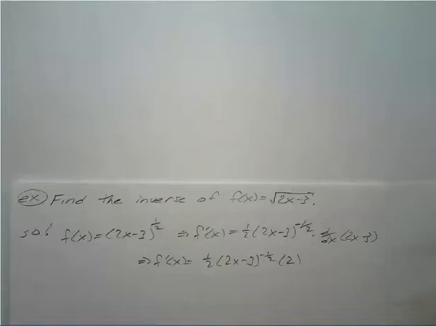So of course this 2 and the 1/2 cancel out. So you have (2x minus 3) to the negative 1/2 power, or your derivative is equal to 1 over the square root of 2x minus 3.